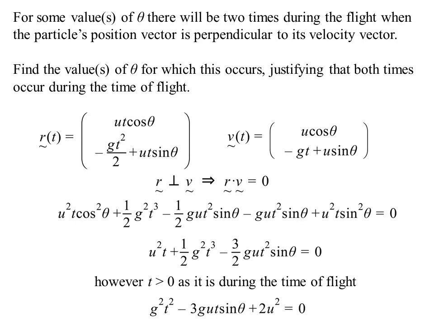But the other thing I've done there, you'll notice I've got rid of the fractions and multiplied everything by 2 as well. So we have g squared t squared minus 3gut sine theta plus 2u squared is equal to 0. Remember what we're trying to do? We're trying to find 2 times of flight.